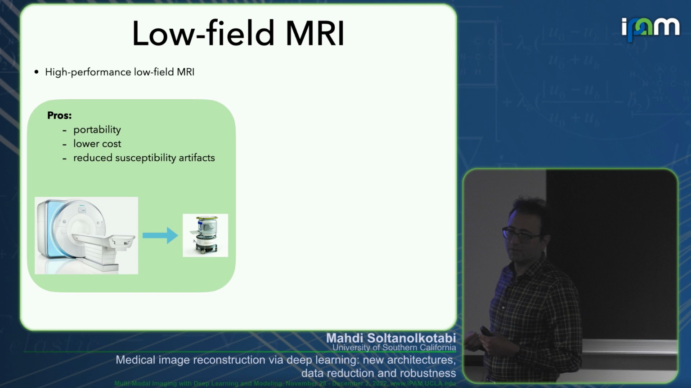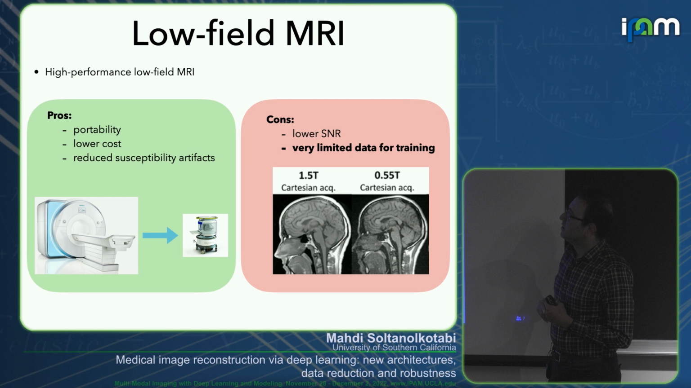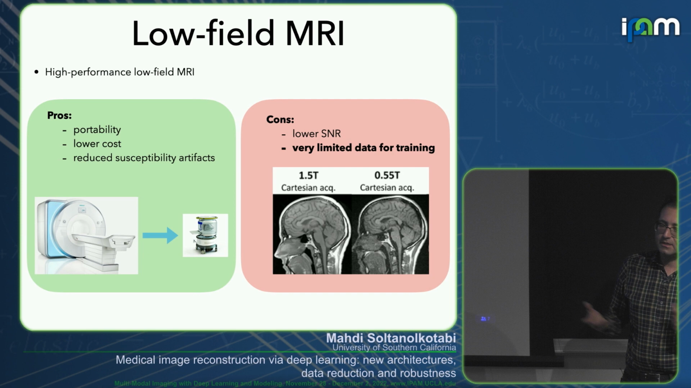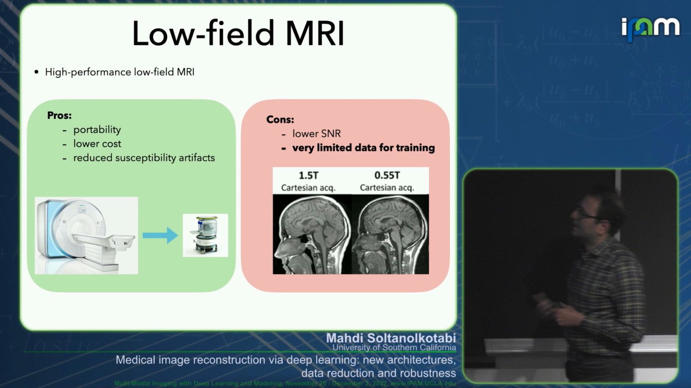So the con of this is, again, the noise is high, right? Because you're using smaller magnets, the magnetic field is smaller. So high noise, and more important, this is why I care about reducing the size of the training data. There are only three high-performance MR magnets in the U.S. right now. So you have much, much less training data, right? So you cannot gather these large data sets. Luckily, at USC, we do have one of them, so that's why I got into this, okay? So that's kind of the dream, right?